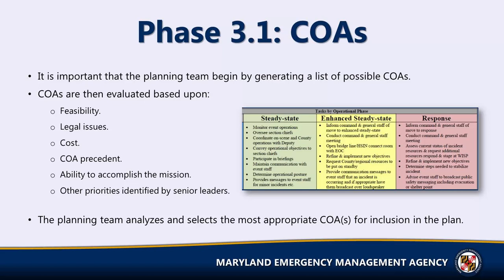There are a number of techniques and methods for evaluating COAs. We will review a number of these methods in the classroom portion of the course. When planners are conducting their evaluation of COAs, they should do so as objectively as possible. Once the COAs are evaluated and scored, the list of COAs, along with their scores, is presented to the expanded planning team for discussion. The expanded planning team then selects the most appropriate COAs based on analysis for inclusion in the plan.